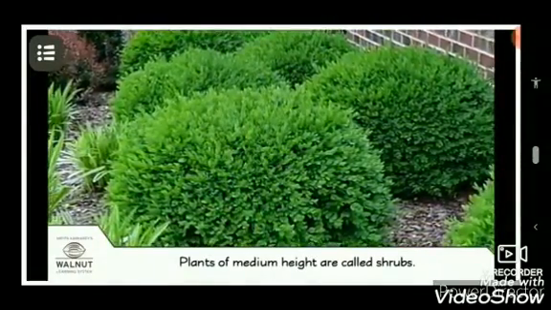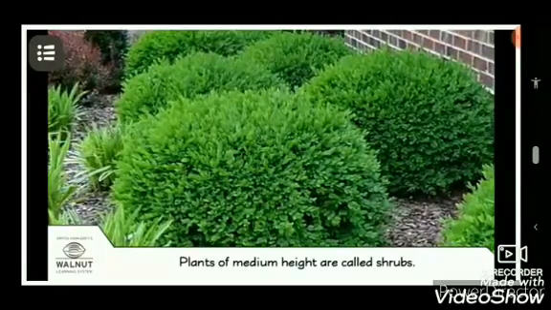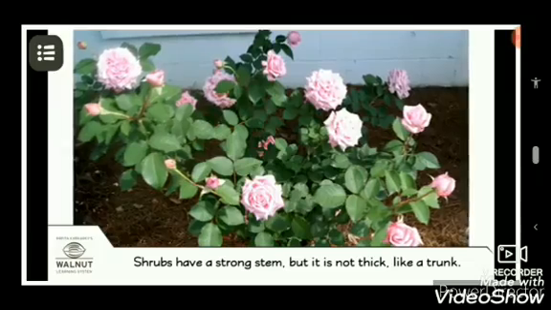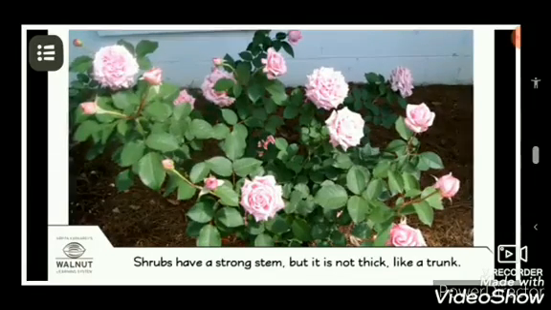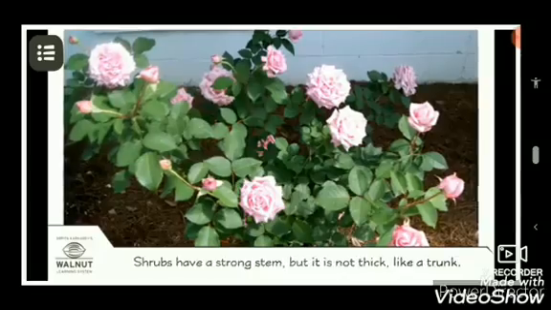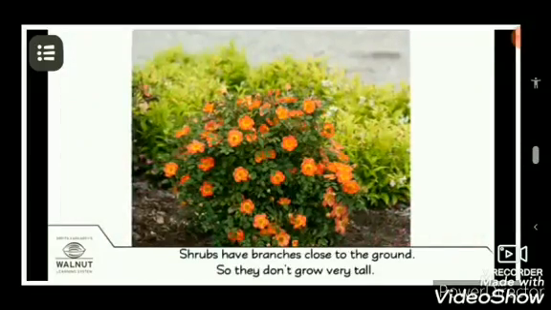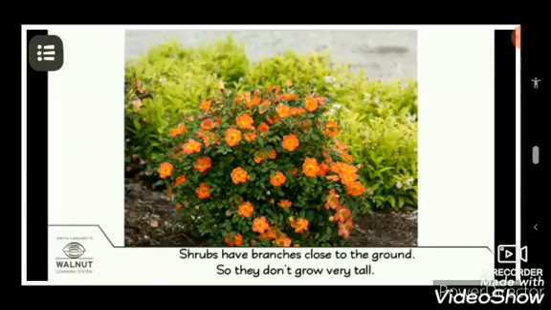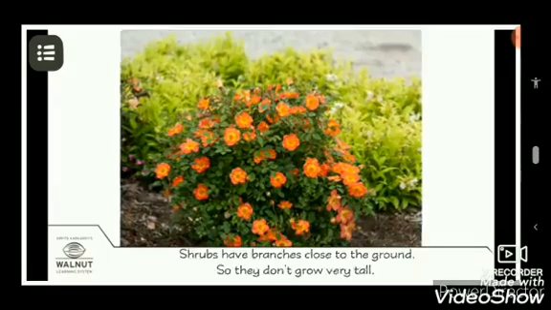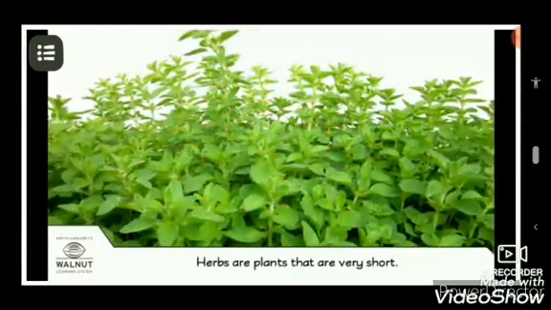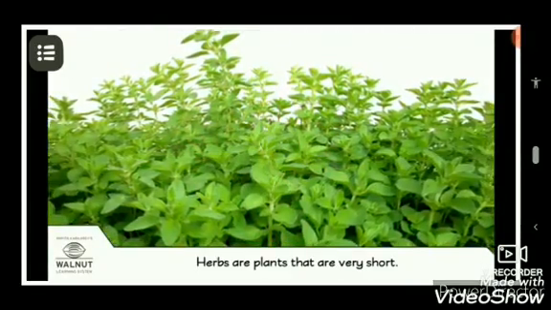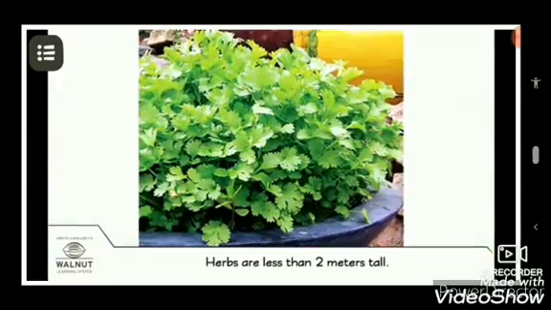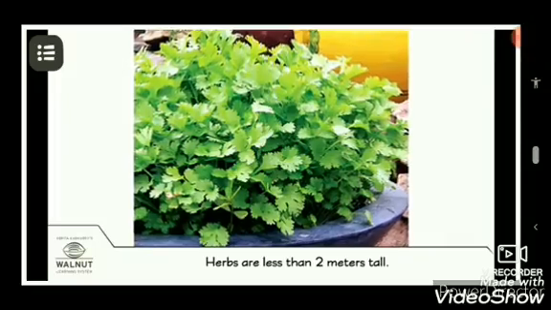A plant of medium height is called a shrub. Shrubs have a strong stem, but it is not thick like a trunk. Shrubs have branches close to the ground, so they don't grow very tall. Herbs are plants that are very short. Herbs are less than 2 meters tall.